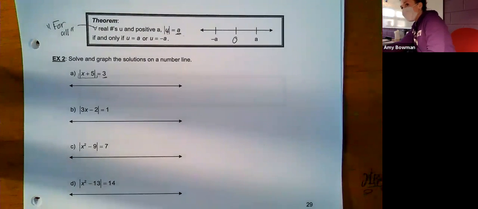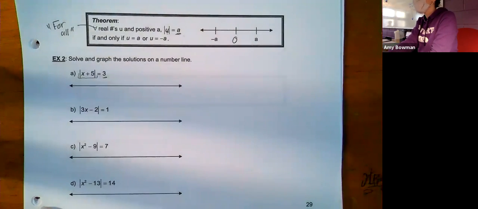Okay, is this too dark? There's a light. What's that? You can see it fine.